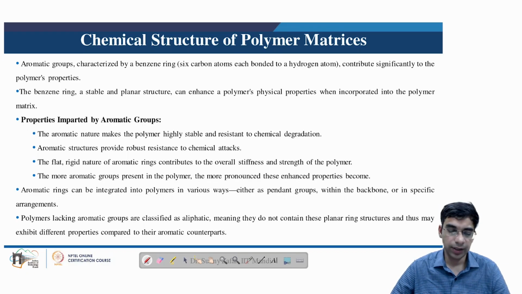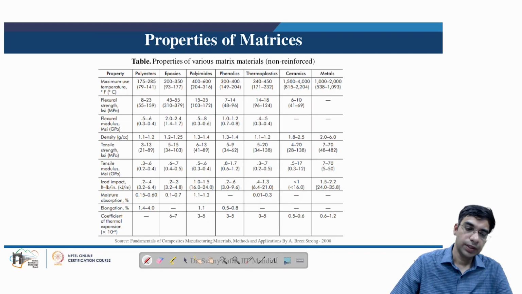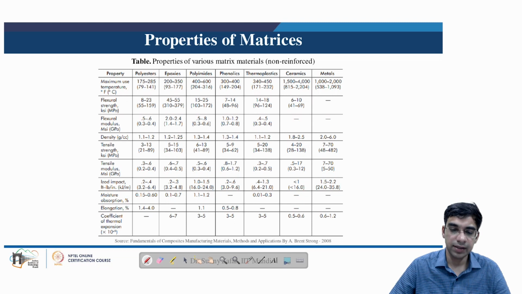Polymers that lack the aromatic groups are classified as aliphatic, meaning they do not contain the planar ring structure and thus may exhibit different properties compared to their aromatic counterparts. Here we can see some other properties of the various matrix materials in the non-reinforced state, which are used in many polymer composites, especially the thermosets widely used for wind turbine blade manufacturing. We can see properties such as maximum use temperature, flexural strength, flexural modulus, density, tensile strength, tensile modulus, impact strength, moisture absorption capability, elongation, and coefficient of thermal expansion.